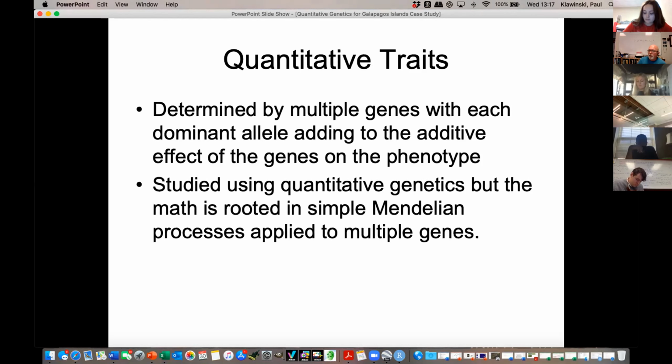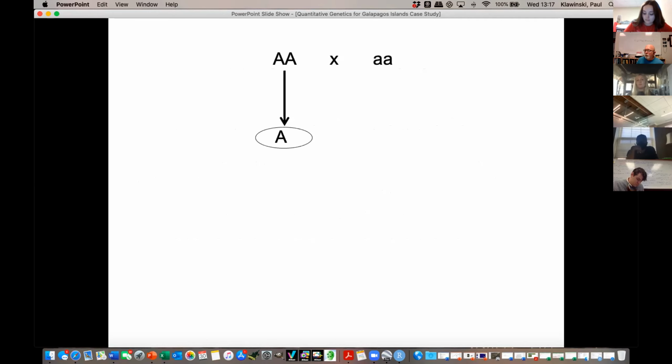So we use math to study quantitative genetics, but remember that that math is rooted in simple Mendelian processes that are applied to multiple genes. So now what I want to do is go back to a simple monohybrid cross. So we have individuals that are homozygous dominant and homozygous recessive. We create gametes from those individuals. We get a heterozygote that is in the F1.